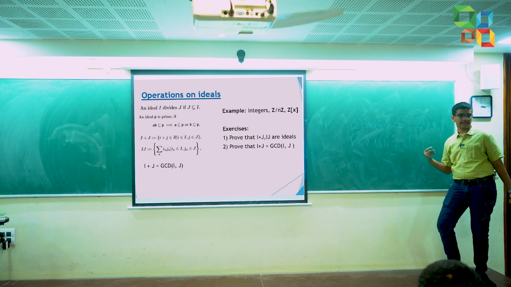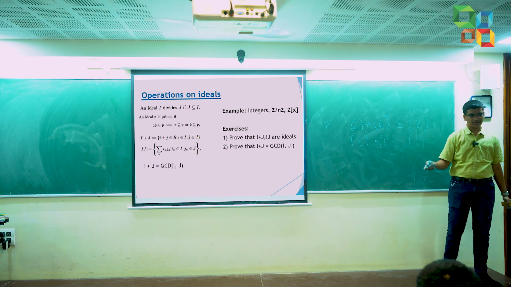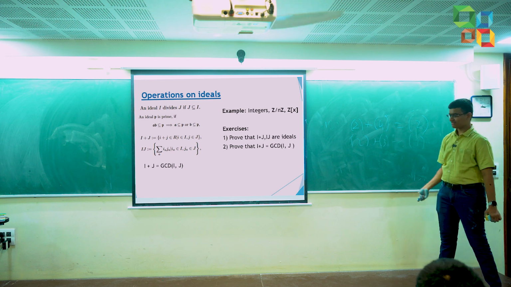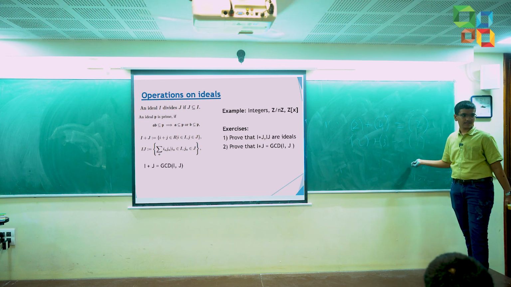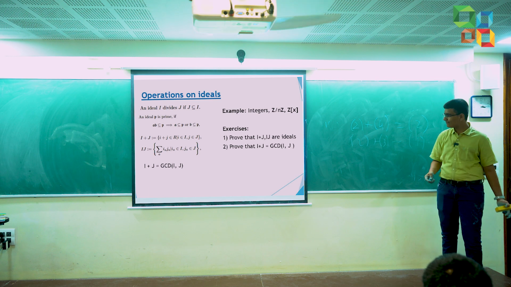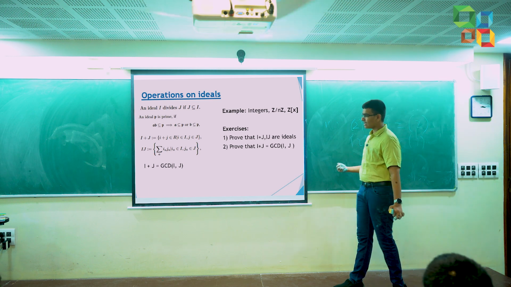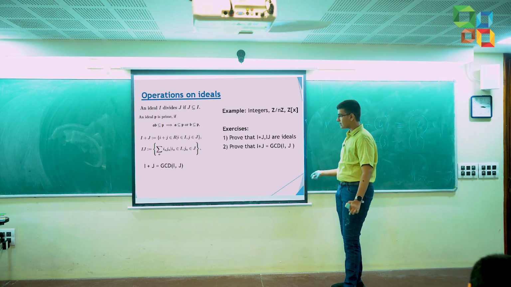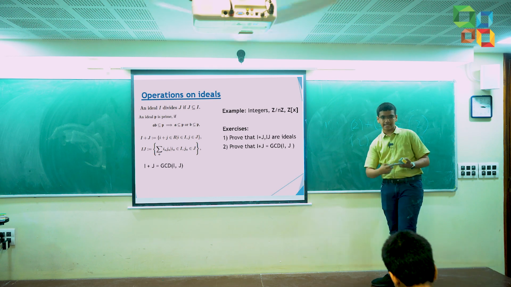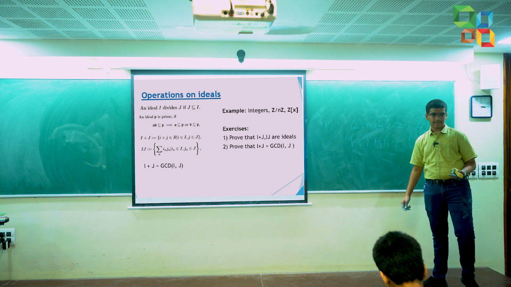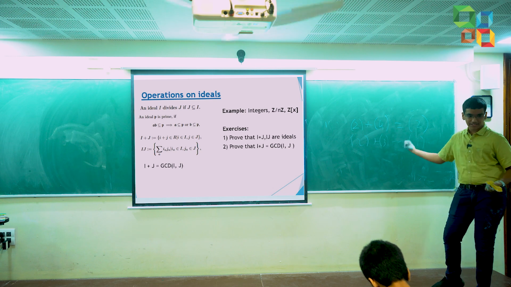1 is just the entire set. What's the GCD of 2 and 3? 1. So 3 and 6, what do you think you'll get? 3. Right, so in general, I plus J is equal to the GCD of I and J. I and J are ideals here. Could you generally prove it? Yeah, I'm going to prove it right now.